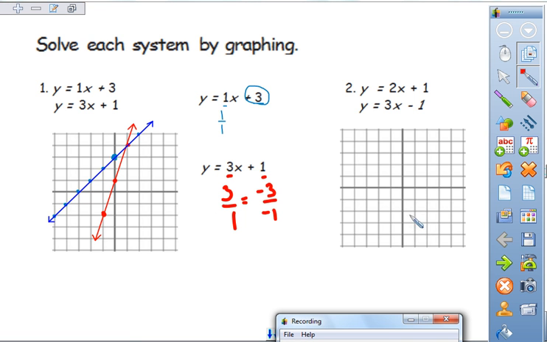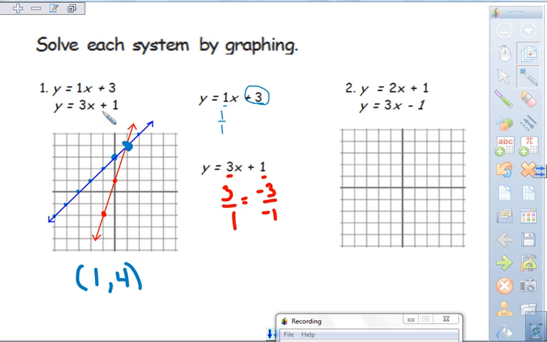And now I connect my dots and you can see where my point of intersection is. So I'm going to write that coordinate down. It's forward 1, up 4. So the solution to this system is the point (1, 4). Let's try another one.